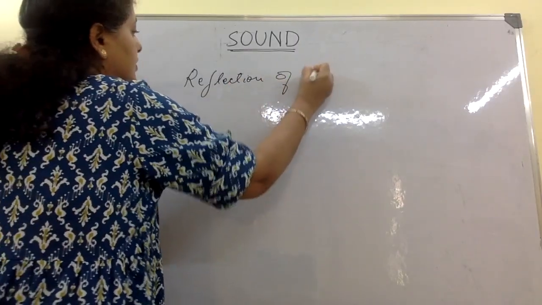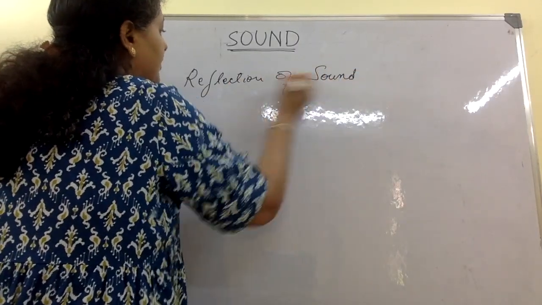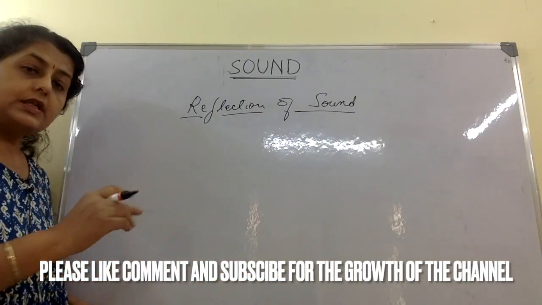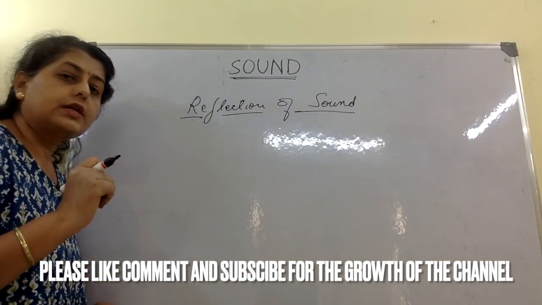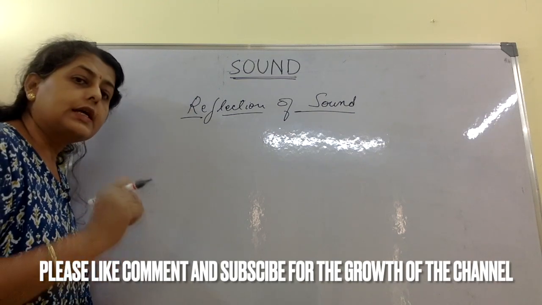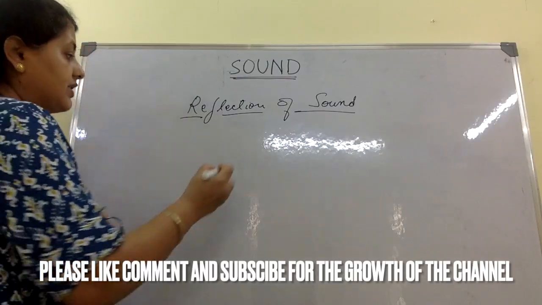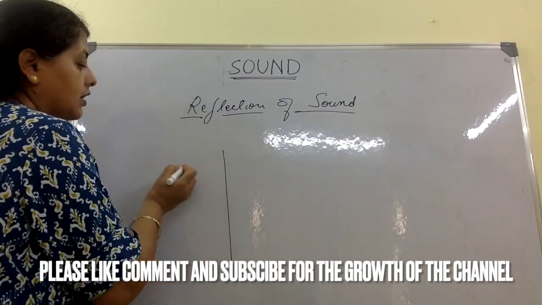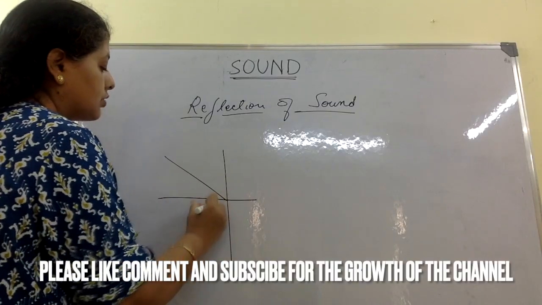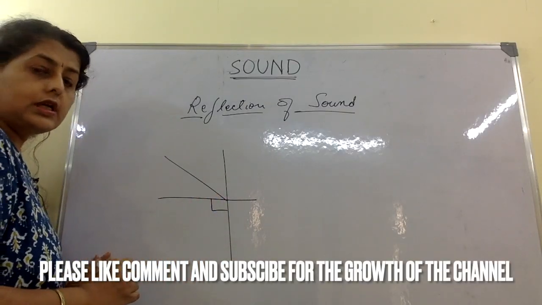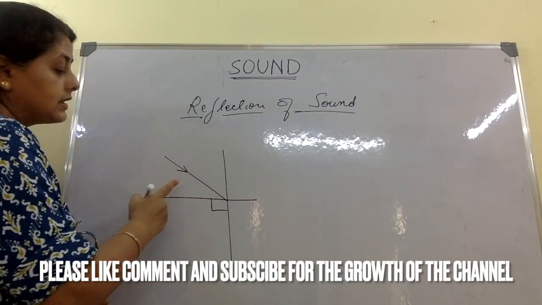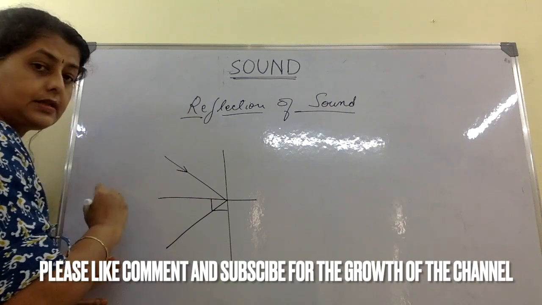Now what is reflection of sound? Reflection of sound is very similar to that of reflection of light. All of you know that when light reflects on any surface, the perpendicular to the surface is called the normal. This is the incident light and this is the reflected light.